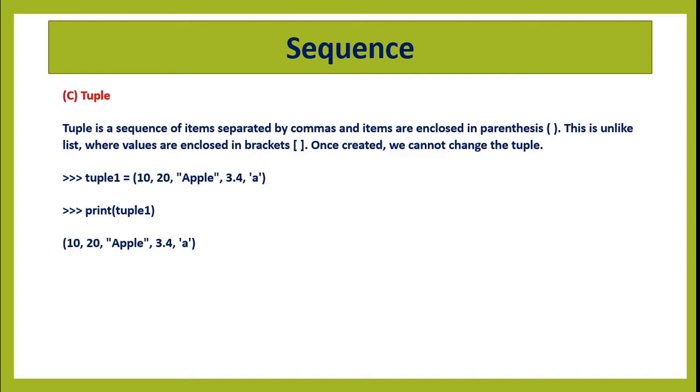The next one is tuple. It is a sequence of items separated by commas, and the items are enclosed in parentheses. So list means square brackets, then tuple means parentheses. This is unlike list, where values are enclosed in square brackets. Once created, we cannot change the tuple, because tuple is immutable.